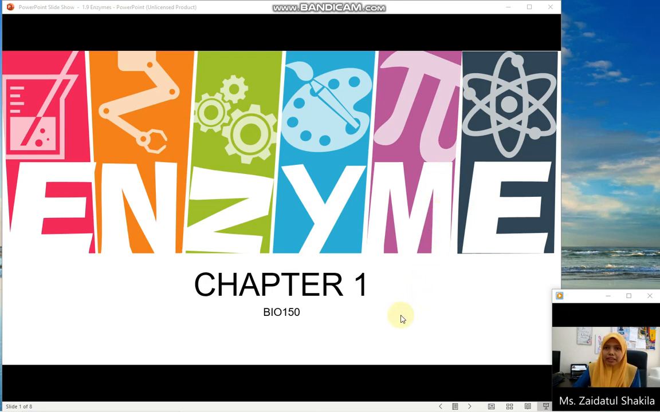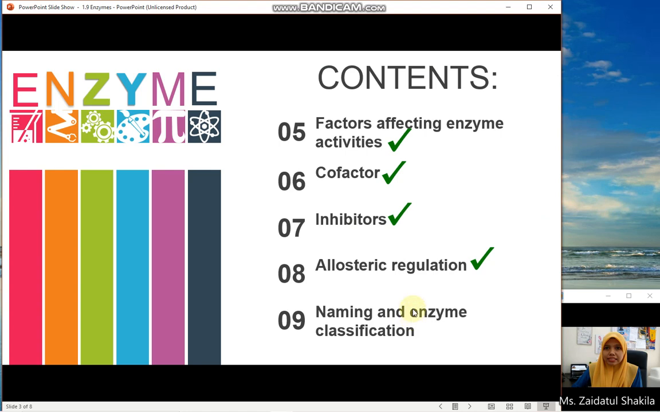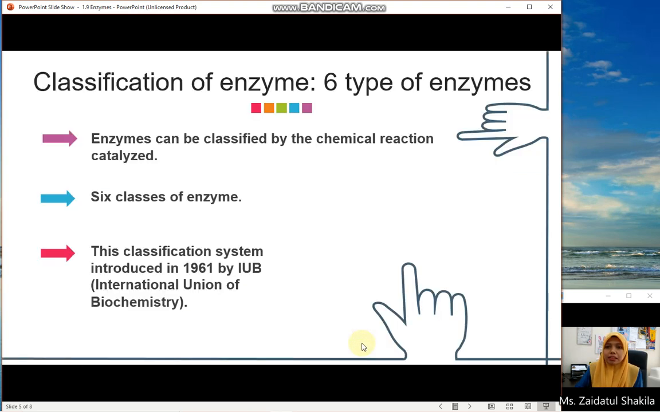We already talked about 8 subtopics in enzymes. So in this video, we are moving to the last subtopic, which is naming and enzyme classification. Naming of enzymes was random at the time of discovery, such as digestive enzymes. The enzyme names indicate both the substrate acted upon and the type of reaction they catalyze. For example, by adding the suffix -ase to the root of the name of the substrate, such as urease, which acts on urea. So enzymes can be classified by their chemical reaction catalyzed.